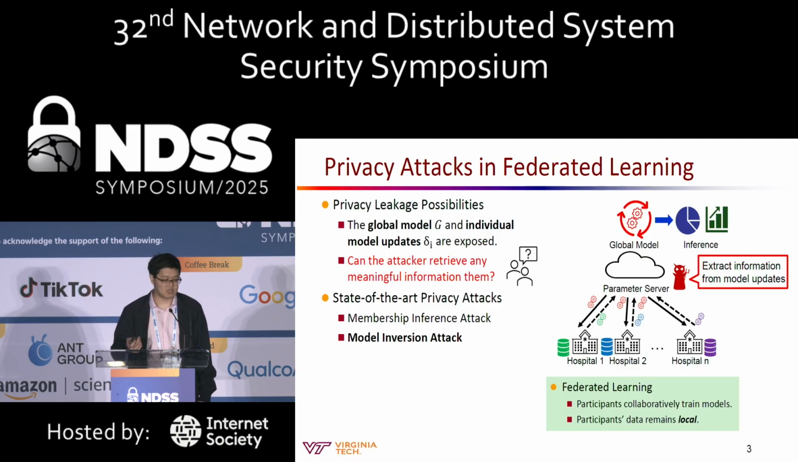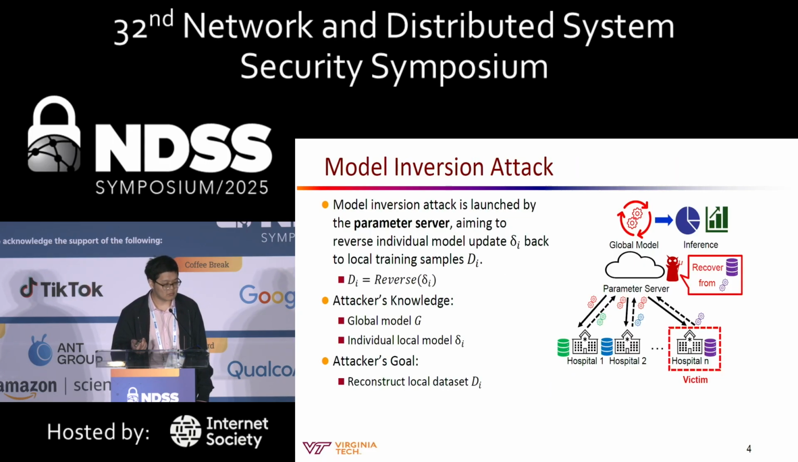There have already been some state-of-the-art privacy attacks, such as membership inference and model inversion attacks, or we can call it the data reconstruction attack. For this work, we are focusing on the second one, the model inversion attack. This model inversion attack is launched by the parameter server. It aims to reverse the individual or aggregated model update back to the local training samples.